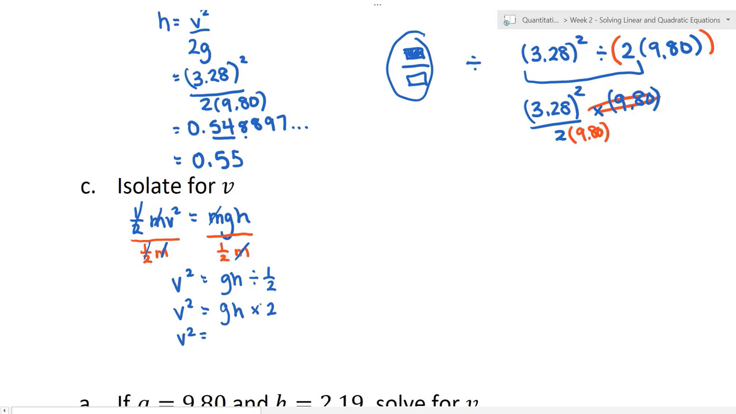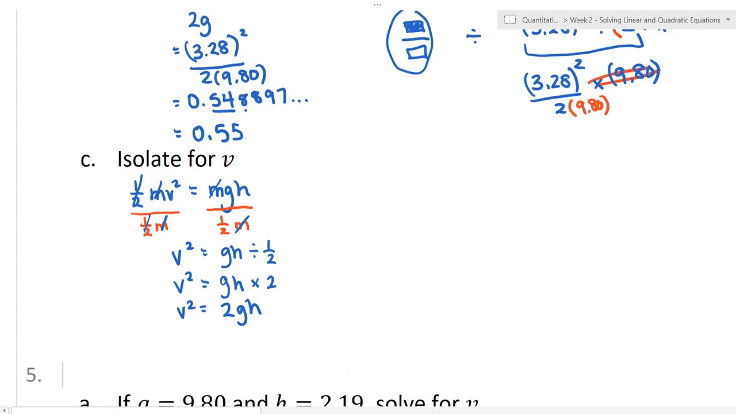And gh times 2 is just 2gh. Okay, now we still need to isolate for v, which means that squared needs to go away. So we have to get rid of that squared. So how do you get rid of a squared?